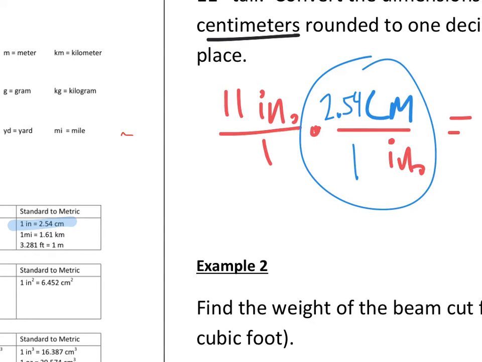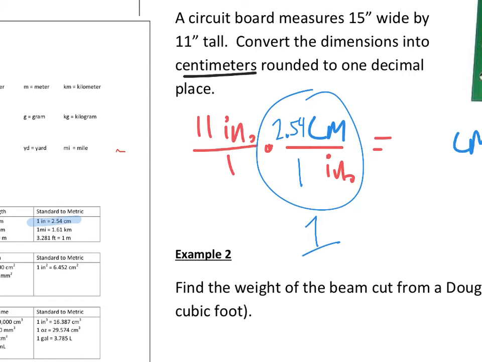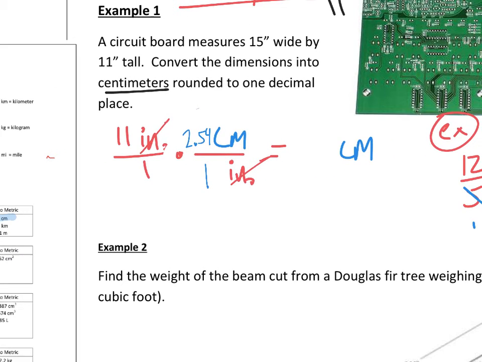So this fraction here is super important. This fraction is worth 1. Anytime I multiply something times 1, it's not going to change the value. It's going to change the way it looks, but it's not going to change its actual value. This is going to cancel out the inches. The only units left are centimeters. So we cancel everything that's the same on top and bottom.